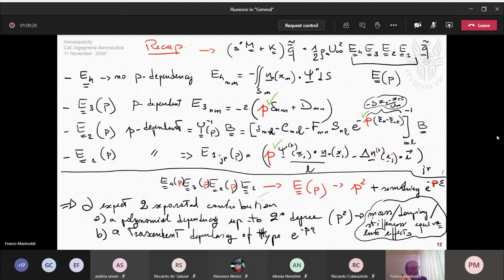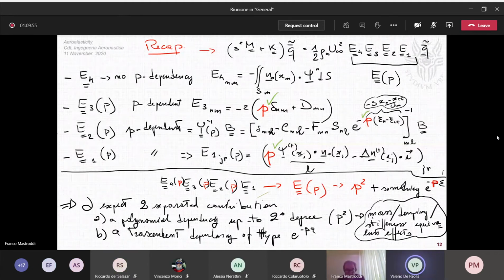All the theory we have developed has given as a result this kind of expectation. Okay? And in fact, somebody, did you ever hear something like equivalent mass, aerodynamic equivalent mass, or aerodynamic equivalent stiffness or damping? In general, the aerodynamic mass effect. Did you ever hear this or not? In Professor Marino's course. Okay.